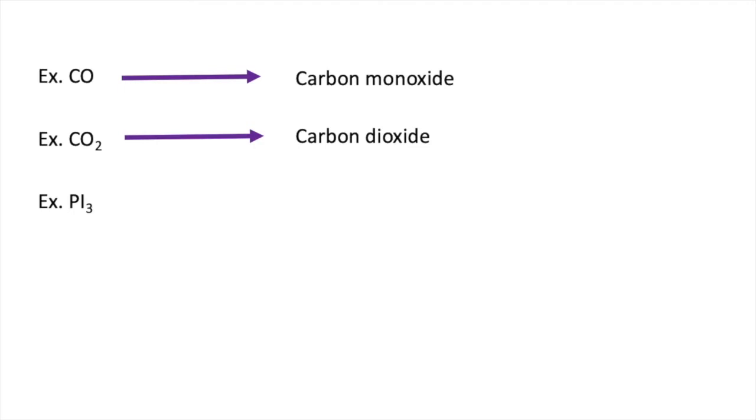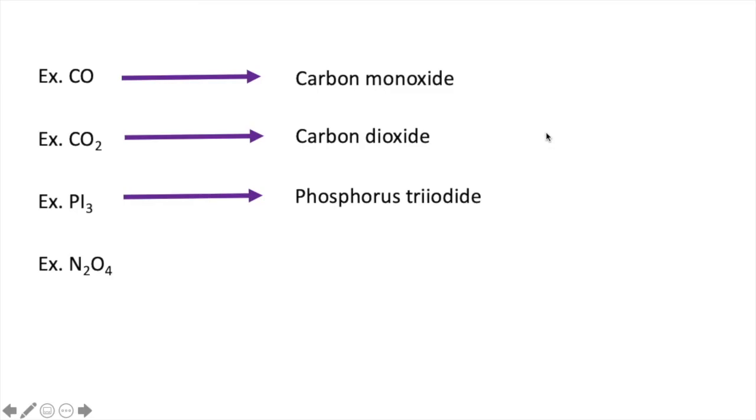PI3, we have 1 phosphorus and 3 iodines. So this becomes phosphorus triiodide. Notice this double I in there. It looks kind of weird, but that's how we write it. And notice, too, that I'm changing the endings to IDE, just like I've been doing this whole time with ionic compounds.